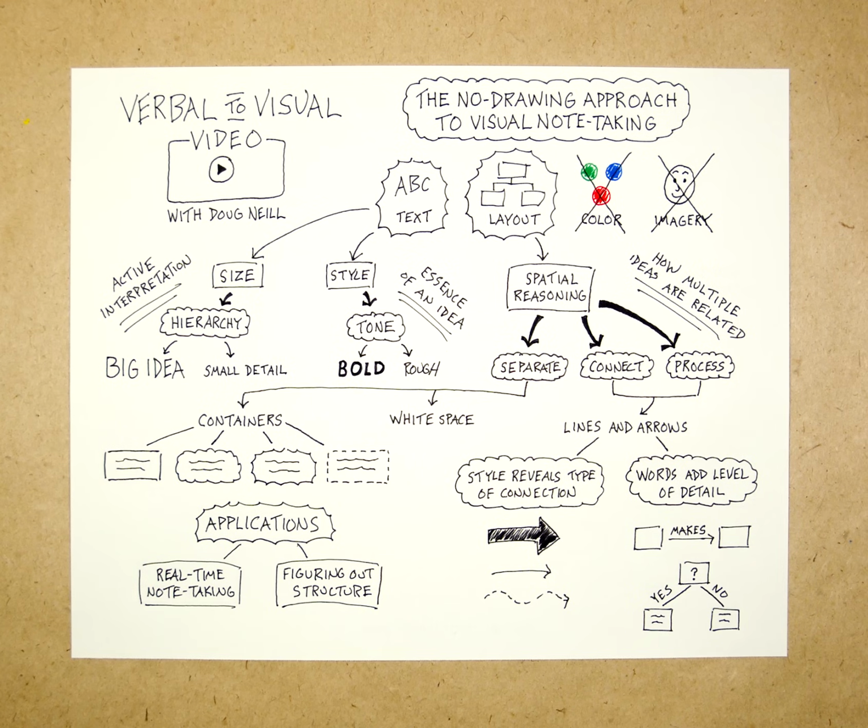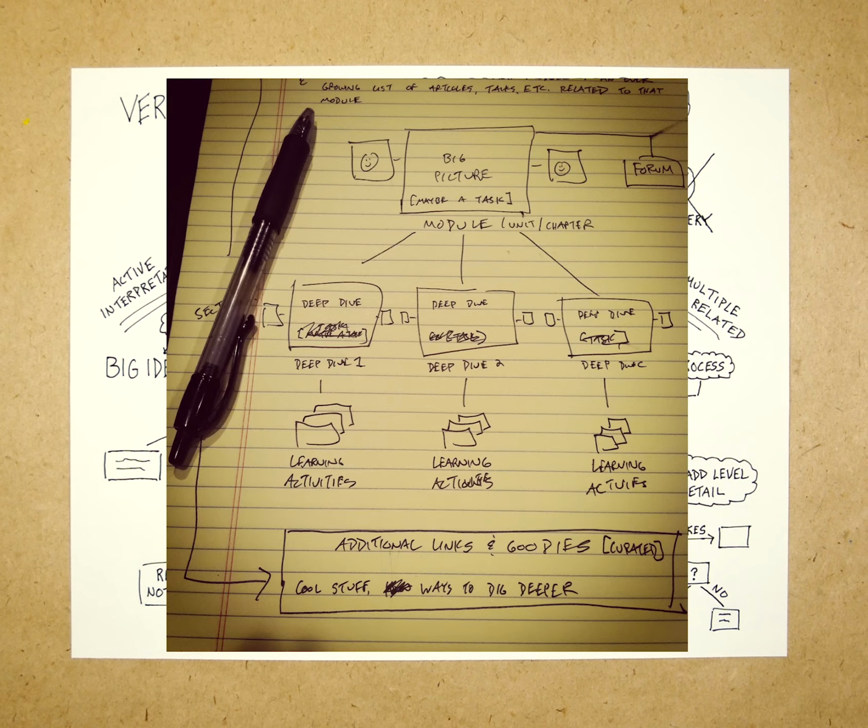Let's look next at how you can use this approach to figure out the structure of something. Here are some really rough notes that I took while I was thinking about what I want each module of the Verbal to Visual classroom to look like. That classroom is an online learning environment that I'm currently building to teach this skill of visual note-taking, to walk through all of those 4 components and show you how to build your skills and then apply them in specific ways. And I use this approach of visual note-taking to dig into the structure of each of the 9 modules that will make up this course.